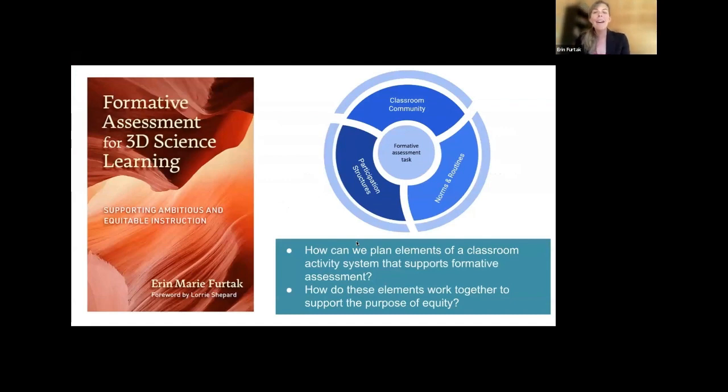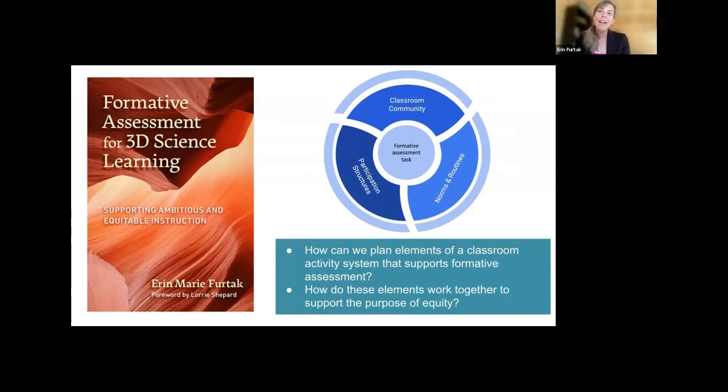Most recently, I published a book this summer with Teachers College Press about formative assessment and 3D science learning as supports for ambitious and equitable instruction. I want to thank Lori Shepard for writing the foreword, because I know that she's here today. In this book, I talk about some supports that we've developed with teachers that help to plan for the enactment of formative assessment in the classroom around tasks.